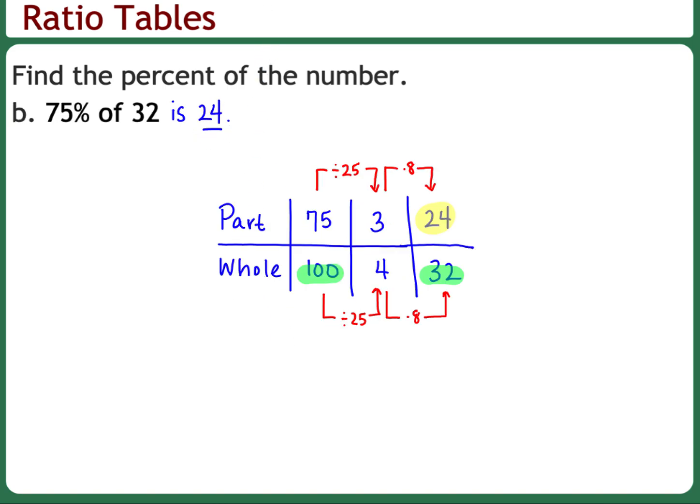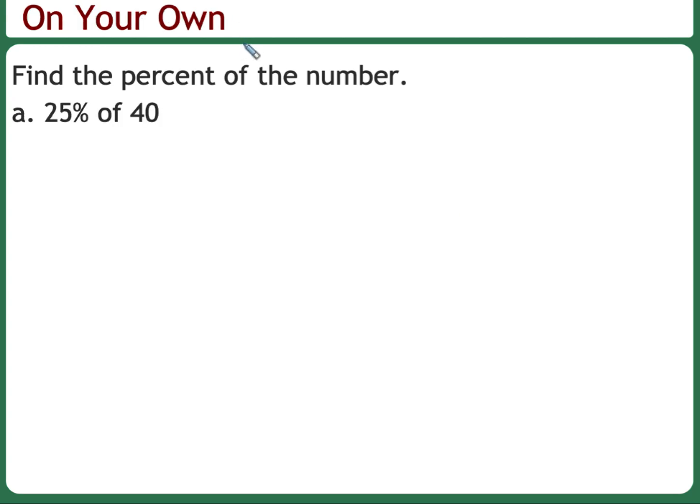Here's another example. Now for 75% of 32, there is no great way to go from 100 to 32 by using multiplication or division. So in this case, I did simplify 75 over 100 down to 3 to 4. And once I have 3 to 4, it's easy to scale up by 8 to get to 32, and 3 times 8 is 24. So try the 2 on your own from before using a ratio table instead. So try and do 25% of 40 using a ratio table.